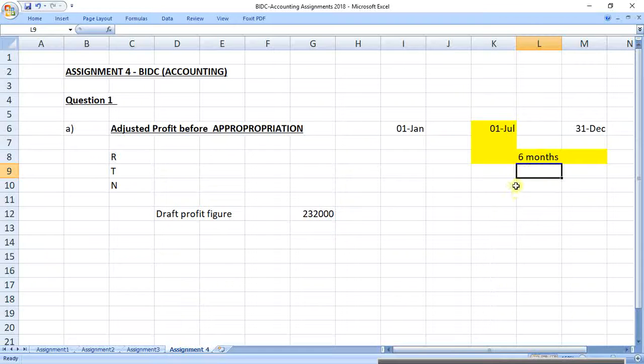Okay, so what am I going to do? Process depreciation for how many months? 6 months. What is the asset worth? 20,000. What method am I using? Diminishing balance. Okay, would it matter if this was diminishing balance or cost?